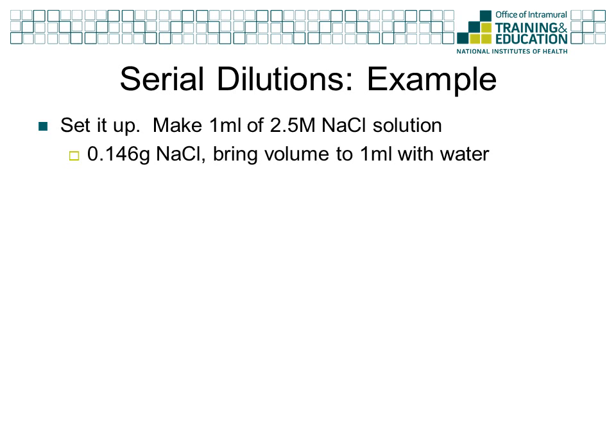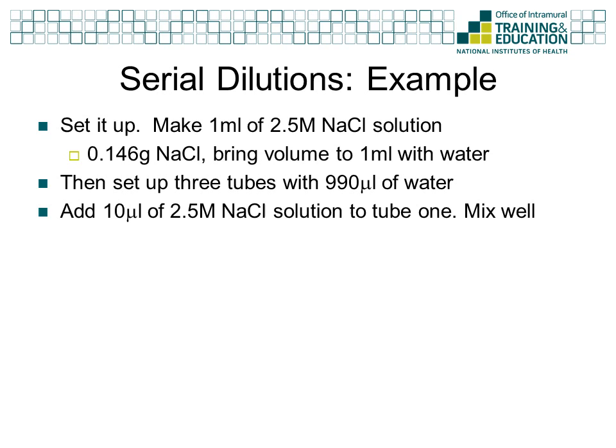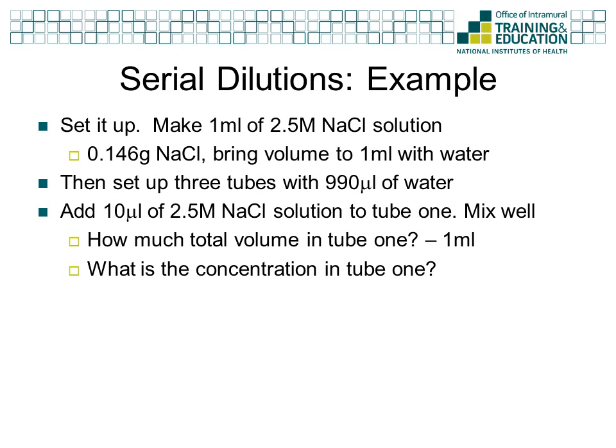Now, set up your tubes for the serial dilution. We know we will need 3 dilutions. This means we will need 3 tubes, each one with 990 microliters of water. Add 10 microliters of the 2.5 molar NaCl to tube 1 and mix well. Now, how much volume is in tube 1? 1 milliliter. And what is the concentration of tube 1? If the dilution factor is 100, we should now have a 25 millimolar NaCl solution.